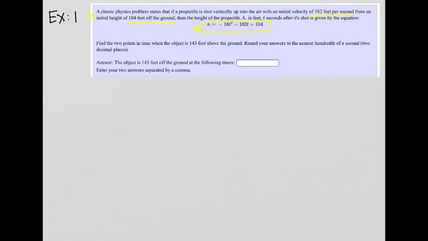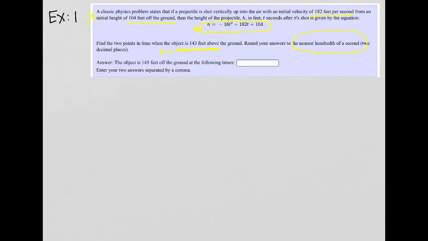Now, it wants me to find the 2 points in time when the object is 143 feet off the ground, meaning the height is 143 feet. And then it wants me to round my answers to the nearest hundredth, so 2 decimal places.